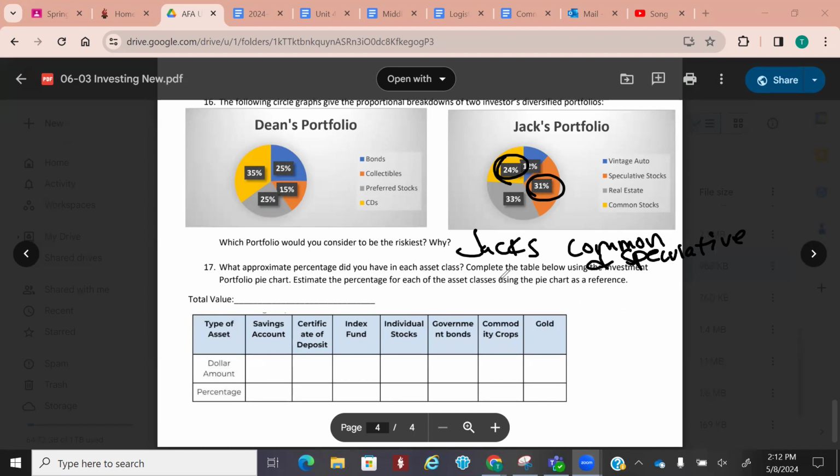What approximate percent change did you have in asset class? Complete the table below using the investment portfolio pie chart. Estimate percentage for each of the asset classes using the pie chart as a reference. You can do this if you want to. You don't have to do this one.